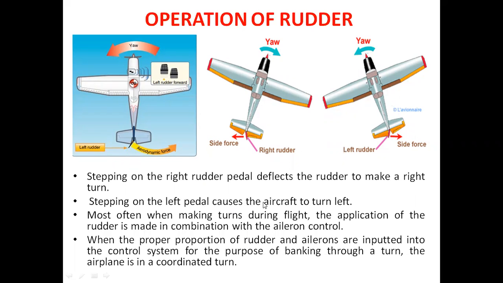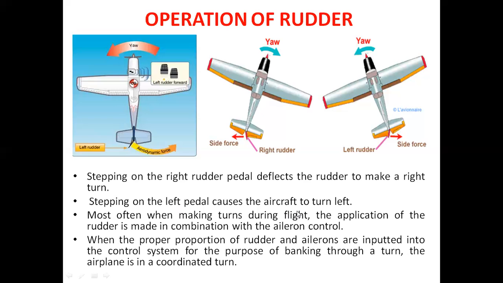Stepping on the left pedal causes the aircraft to turn left. Similarly, we can take two examples. If the aircraft is required to turn right, what does the pilot have to do? If the aircraft has to turn left, what does the pilot have to do? If the aircraft requires a right turn, the pilot has to step on the right rudder pedal. As a result, the rudder will deflect to the right. Now the aircraft will turn to the right.